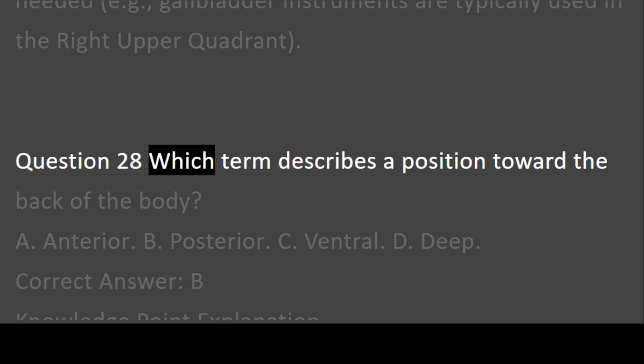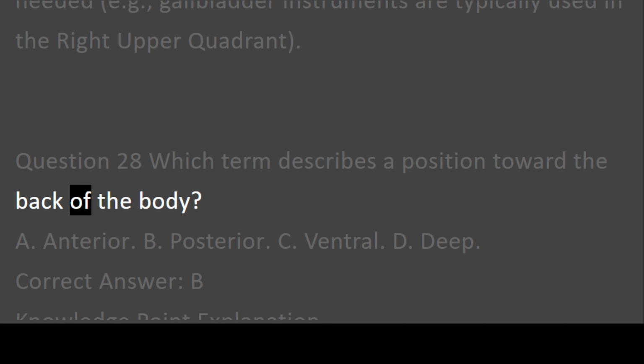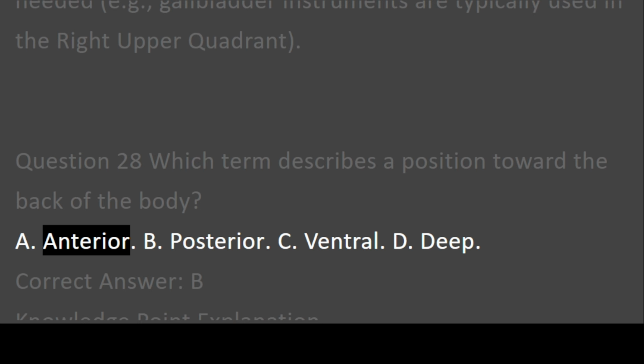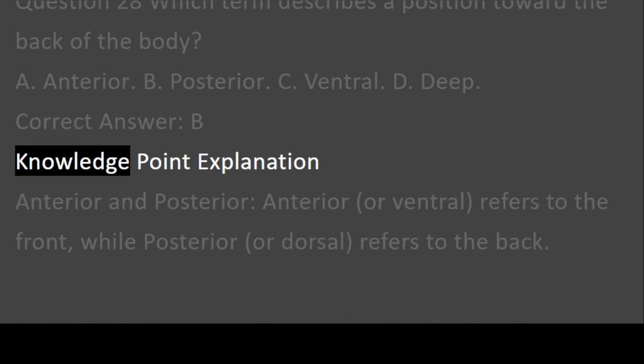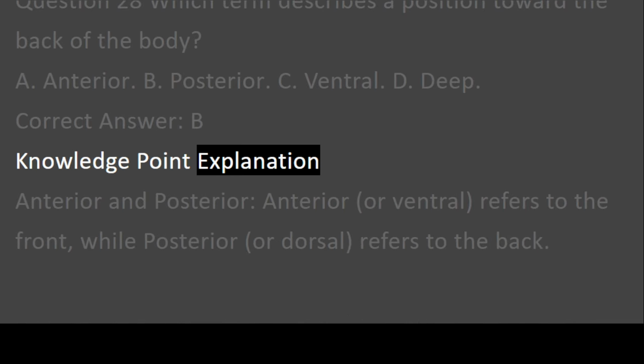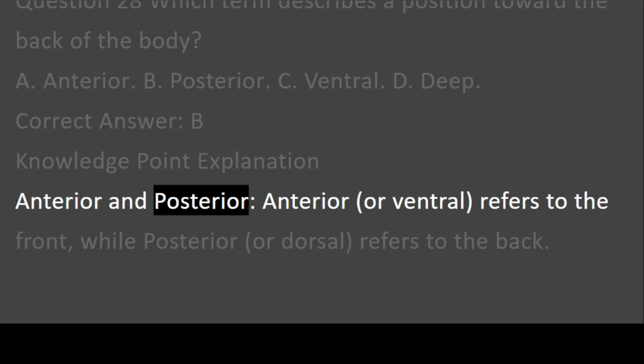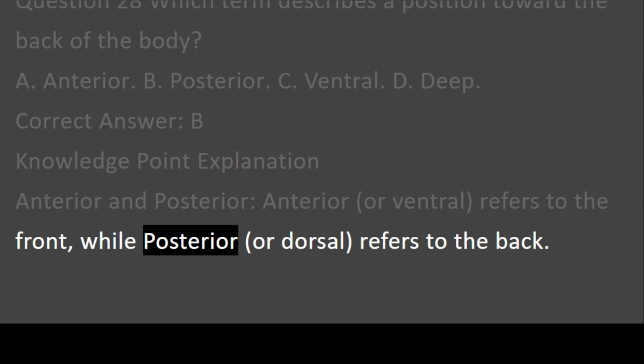Question 28. Which term describes a position toward the back of the body? A. Anterior. B. Posterior. C. Ventral. D. Deep. Correct answer, B. Knowledge point explanation. Anterior and posterior. Anterior, or ventral, refers to the front, while posterior, or dorsal, refers to the back.